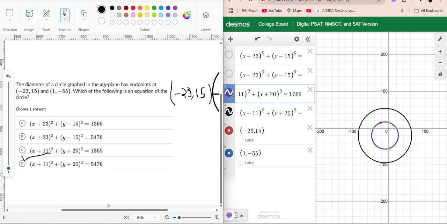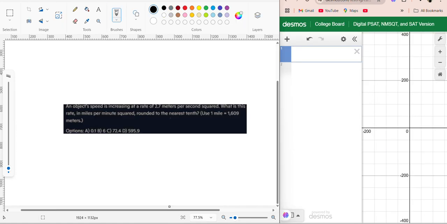So let's move forward. This is our third question for the day, and it is a very important question. It almost comes up in every SAT. I have encountered this question from students several times. In this question, an object's speed is increasing at the rate of 2.7 meters per second squared. What is the rate in miles per minute squared, rounded to the nearest tenth? This is just a unit conversion question, and it is very easy if we do it in a proper way. So let's solve this question.